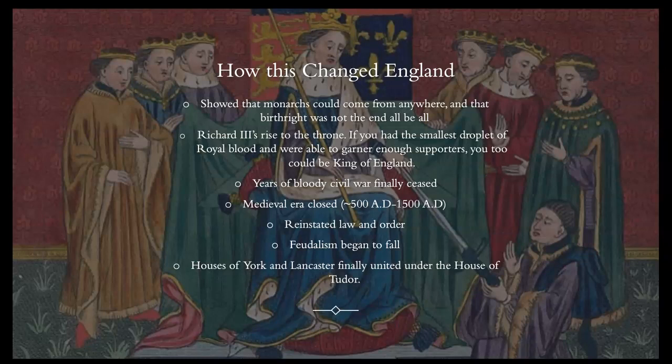The wars finally ceased. The medieval era had finally closed, which lasted from about 500 AD to about 1500 AD, so about 1,000 years. It reinstated law and order to England. Feudalism began to fall, nobility was beginning to get back into check, and the houses of York and Lancaster were finally united under the House of Tudor.